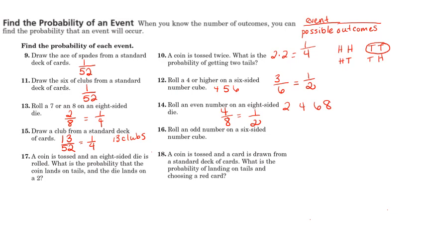What's the possibility of rolling an odd number on a 6-sided number cube? So again, there's 6 possibilities. Your odd numbers are 1, 3, and 5, so that's 3 of the 6, which reduces to 1/2.